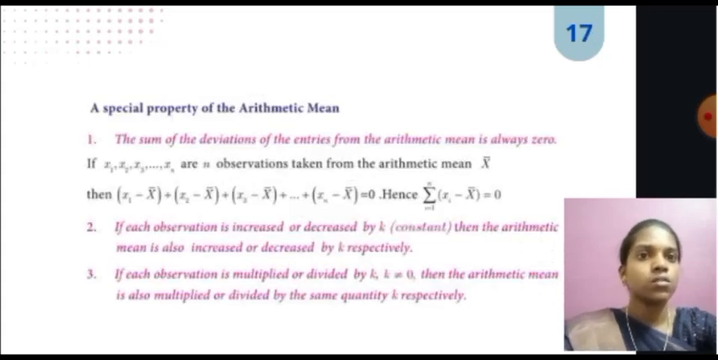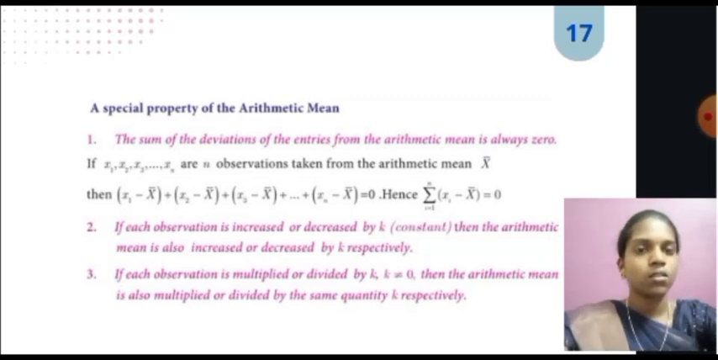Let's see the properties of the arithmetic mean. The sum of the deviations of the entries from the arithmetic mean is always 0. If x1, x2, x3, etc. up to xn are n observations taken from the arithmetic mean x bar, then x1 minus x bar plus x2 minus x bar plus x3 minus x bar plus etc. up to xn minus x bar equal to 0. Hence, summation xi minus x bar where i varies from 1 to n equal to 0.